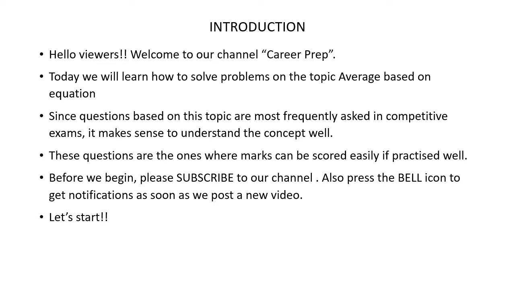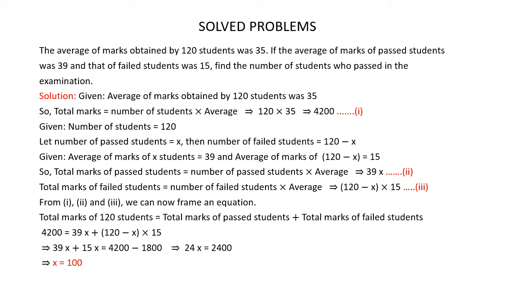So let's start. The average of marks obtained by 120 students was 35. If the average of marks of passed students was 39 and that of failed students was 15, then find the number of students who passed in the examination.